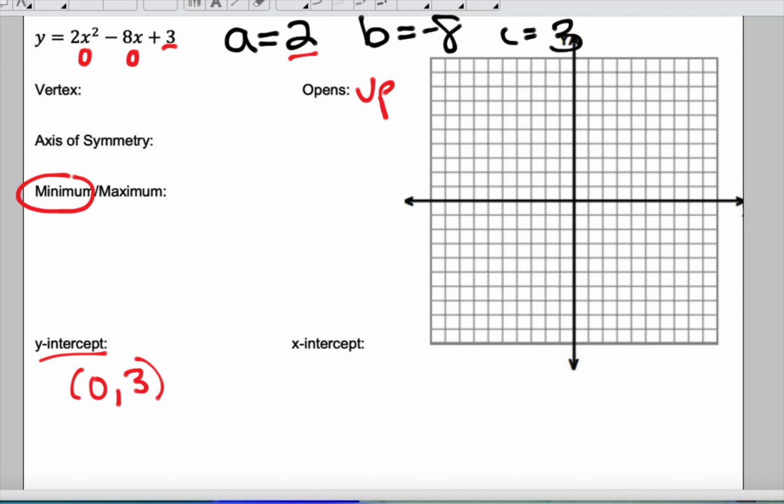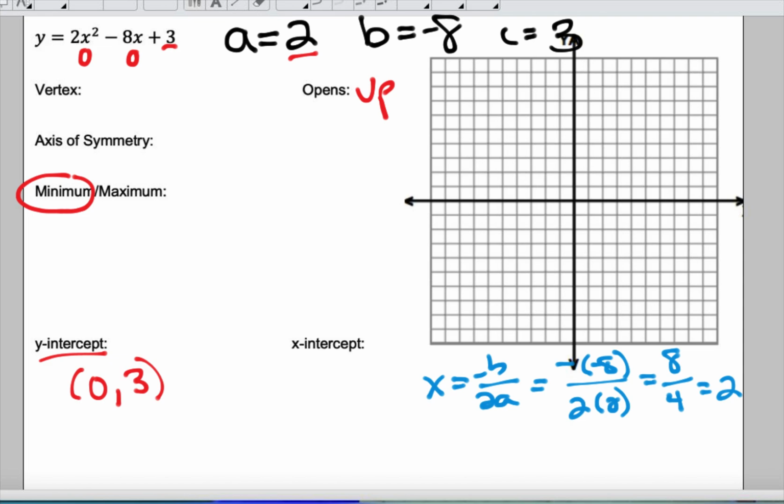So again, the new stuff for today is this whole negative b over 2a thing. So we just did it in the last video. We're going to do it again. I need to find the vertex. So it's going to be x equals negative b over 2a. And again, my b value is negative 8, and 2 times 2 on the bottom, because the a value is 2. So negative 8 is actually positive 8, and then 2 times 2 is 4. So I actually get 2 again, same as the last video, but that's just coincidence.